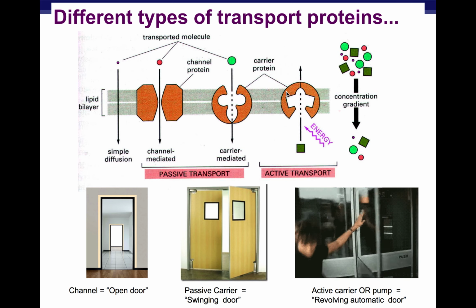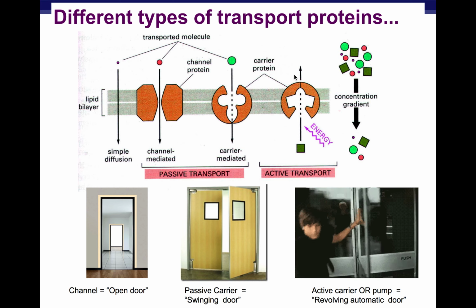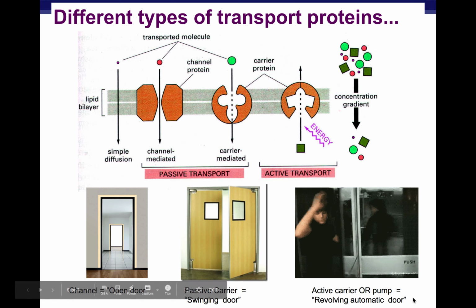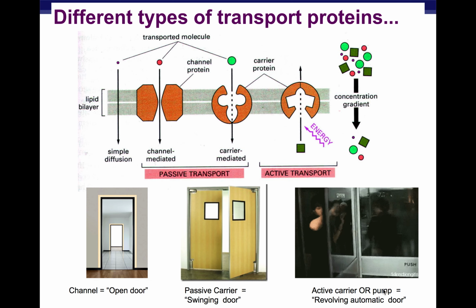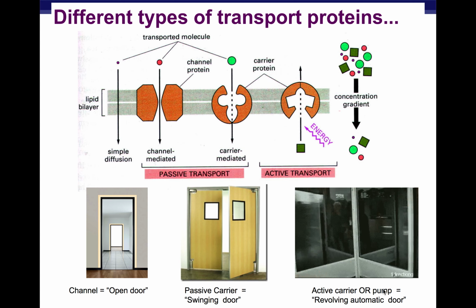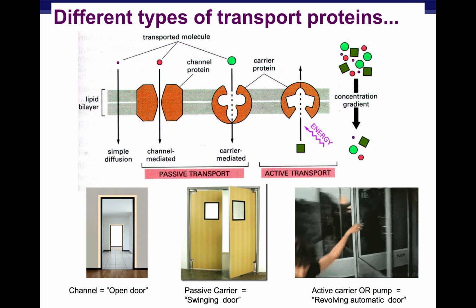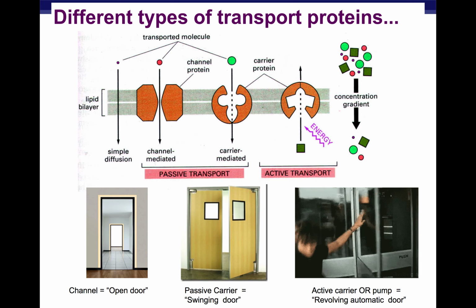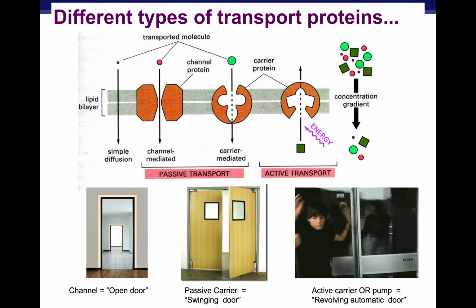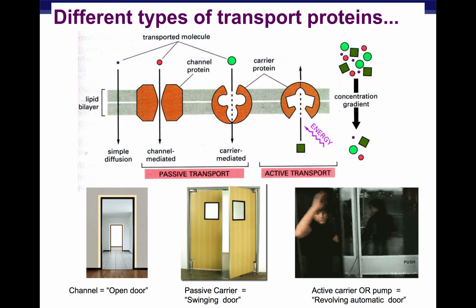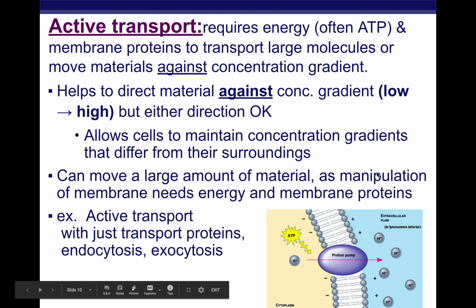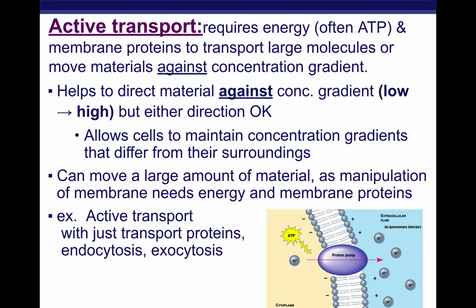Okay, now for active transport, you can be a carrier protein or you can be something called a pump protein. Both of them act very similarly in that you're using energy to force material through in one direction. And in this case, you don't have to adhere to the concentration gradient. You don't have to go with the concentration gradient. You can go against the concentration gradient. Now, active transport encompasses any type of transport method across the membrane that requires energy and requires membrane proteins.